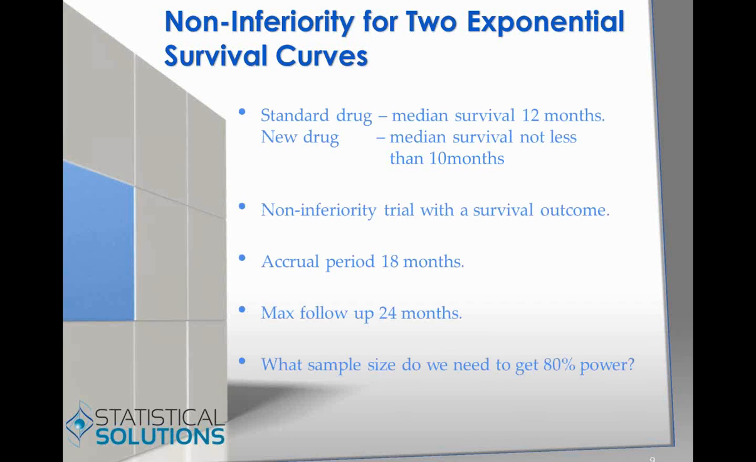So for this example, suppose that the standard drug results in a median survival of 12 months, and the new drug might be considered to be not inferior as long as the median survival was not lower than, we'll say, 10 months.